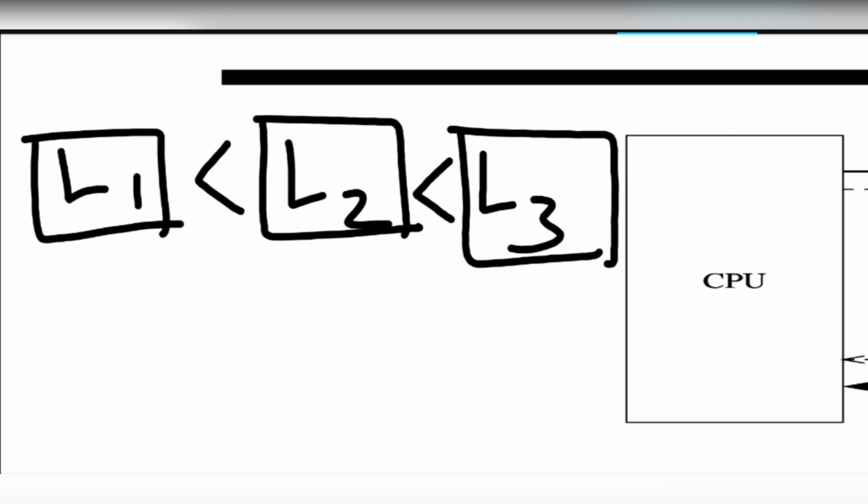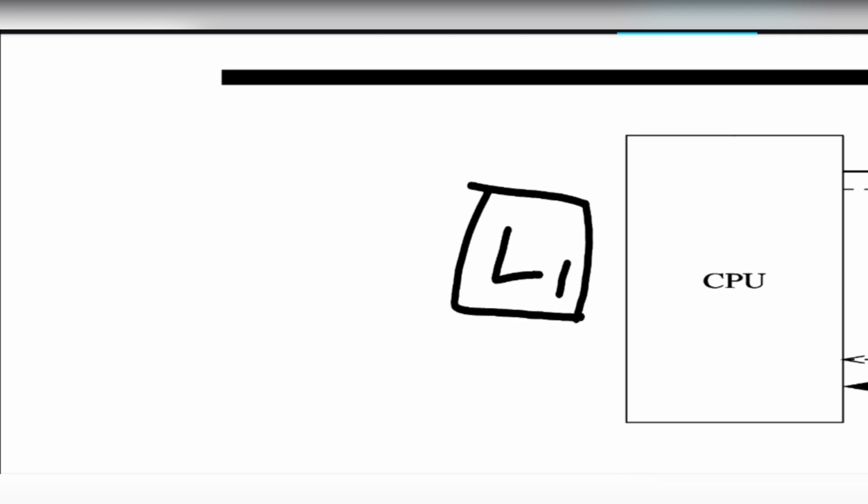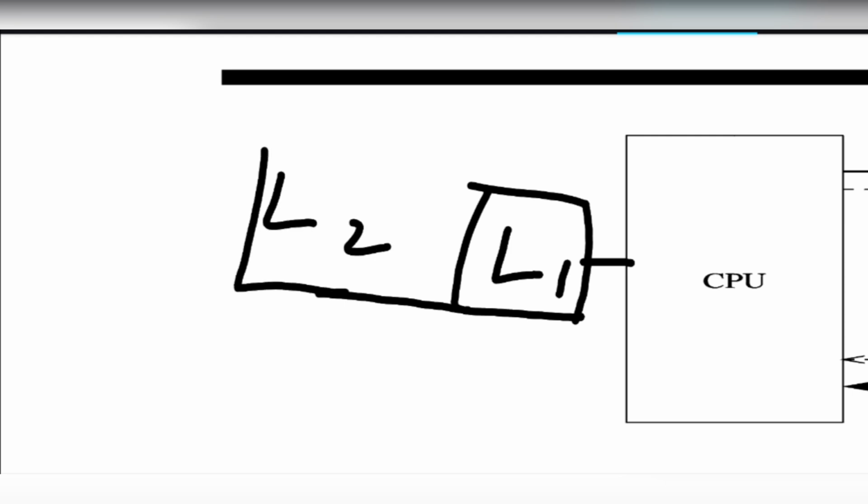L1 cache is nearest to the CPU. I am drawing it so that it is easier to understand. L1 cache is nearer to the CPU, then L2 cache, then L3 cache.